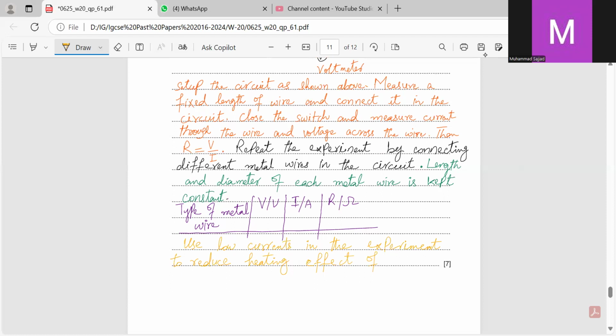Heating effects of current, because within our syllabus and in the journal, current has three effects. Heating effect of current, like electric kettle, iron, and even the cables, when they are carrying current for a long time, they get hot. So heating effect of current and magnetic effect of current are with us in the syllabus, and the chemical effect of current, like electrolysis, is not in the syllabus.